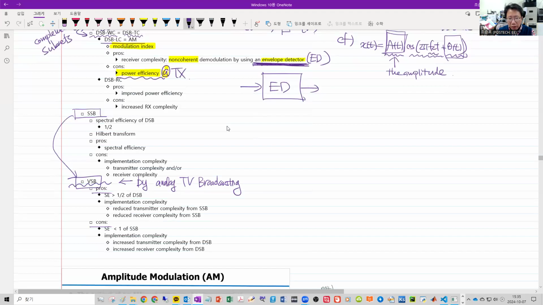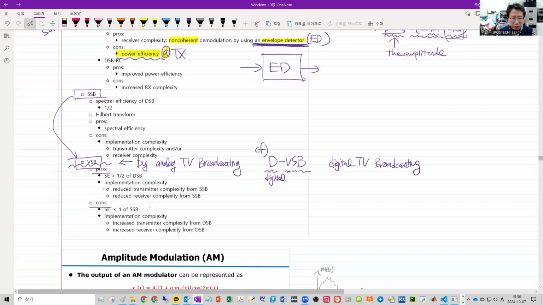By the way, there is so-called digital VSB, the digital vestigial sideband modulation. Actually, this is employed by digital TV broadcasting. Anyway, probably in the next class meeting, I will talk about VSB.